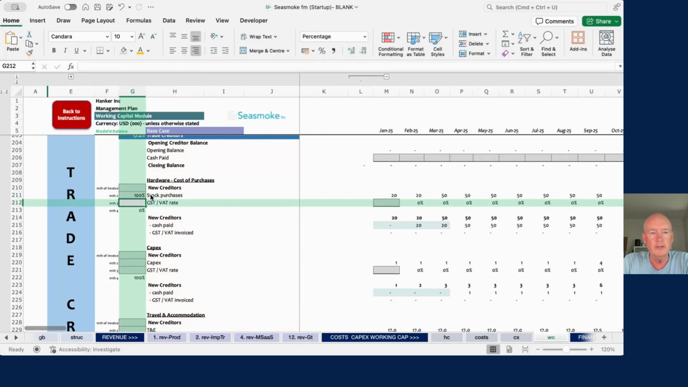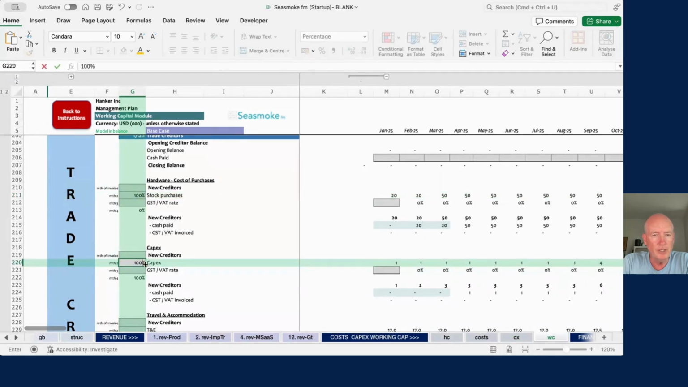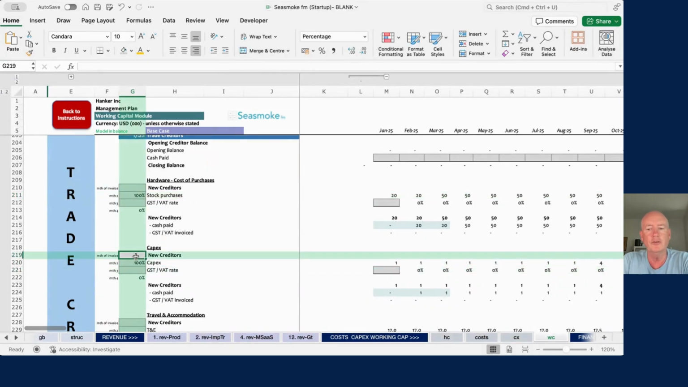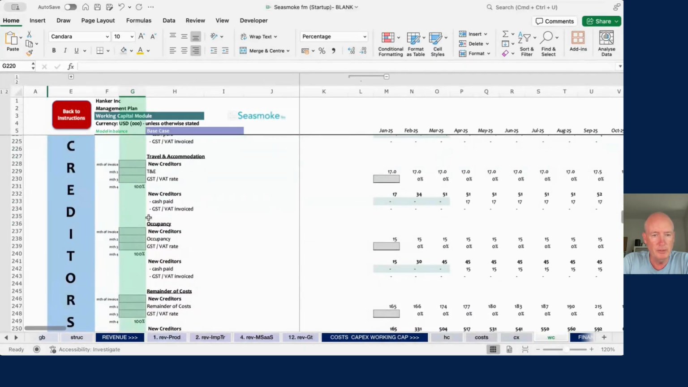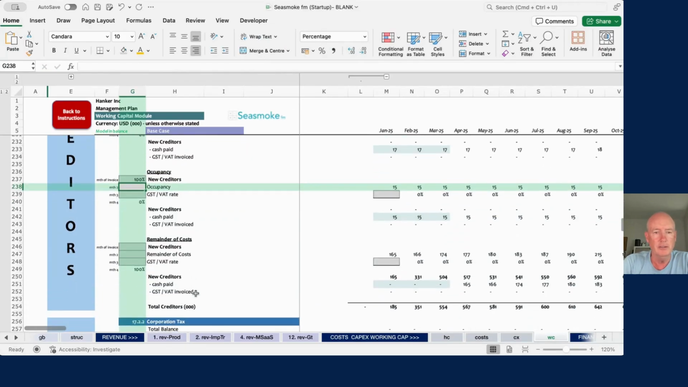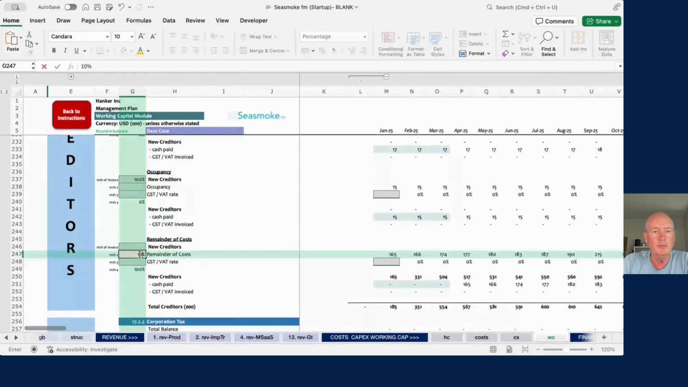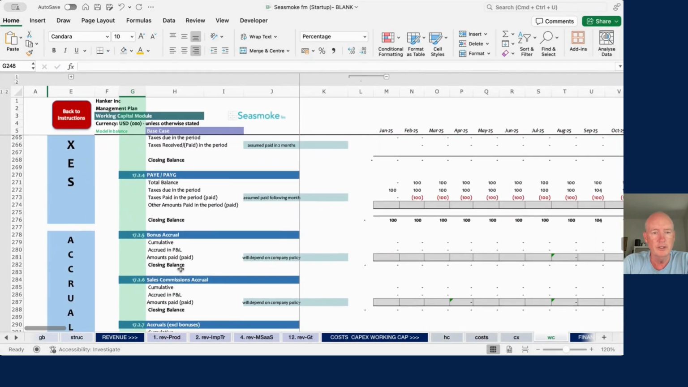Let's go down to trade creditors. So what I'm saying here is the hardware, I think we should probably assume that we have to pay it straight away because it's a 3PL deal. Let's assume that all CapEx we have to pay, actually usually we pay it straight away. Travel accommodation is usually paid straight away because it's on credit cards.